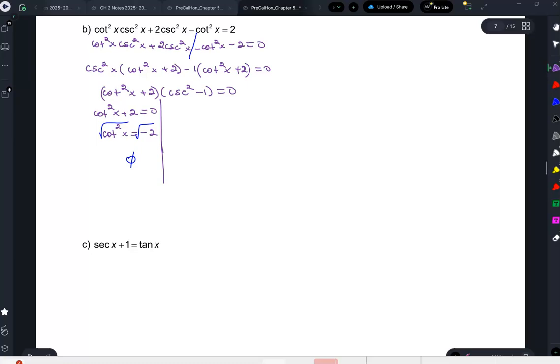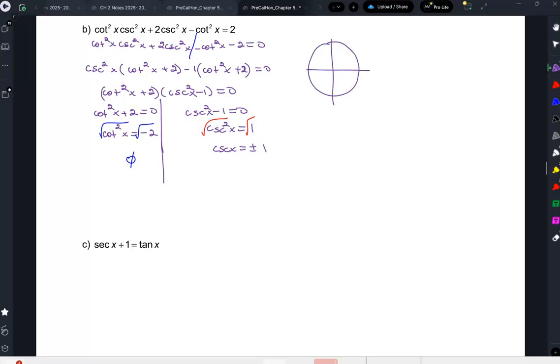Now let's take a look at the other part. Cosecant squared x minus 1 equals 0. Cosecant squared x equals 1. Take a square root. Cosecant x is plus or minus 1. Okay, cosecant is like sine, right? It's 1 here and negative 1 here. So those are your only answers.